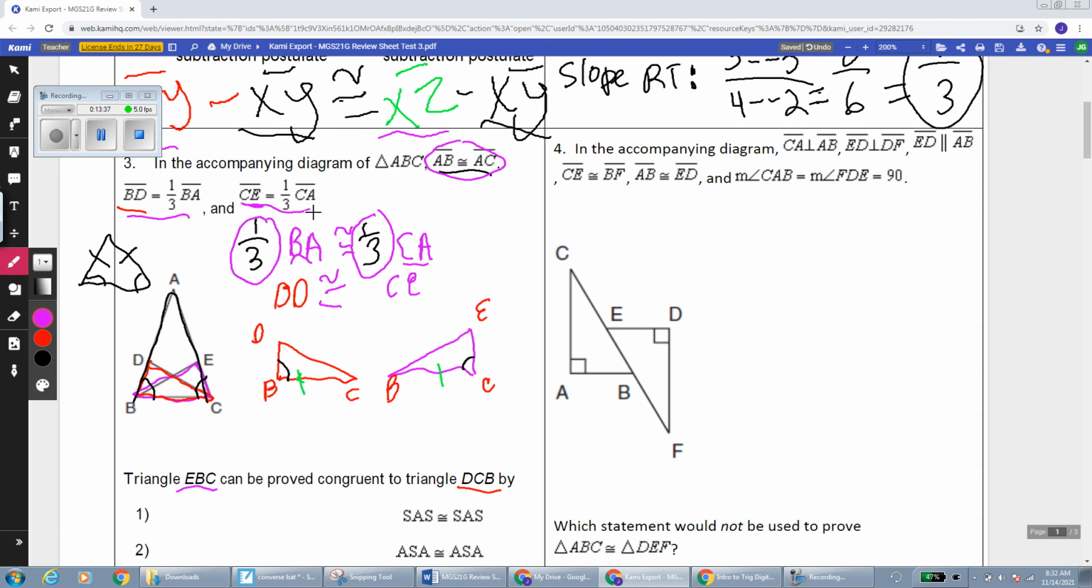So I'm going to mark that in the diagram. Our conclusion here is that BD is congruent to CE. So BD is here, CD is here, and that gives us information about another pair of sides in the triangles. So here we have side, angle, side, side, angle, side. So I'm going to pick answer choice 1.